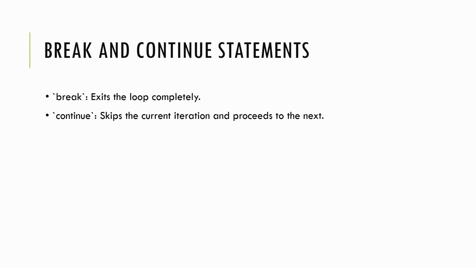In Python, we can control the flow of our loops using break and continue statements. The break statement exits the loop entirely, while the continue statement skips the current iteration and proceeds to the next one. These statements are useful when you need to alter the flow of the loop based on certain conditions.